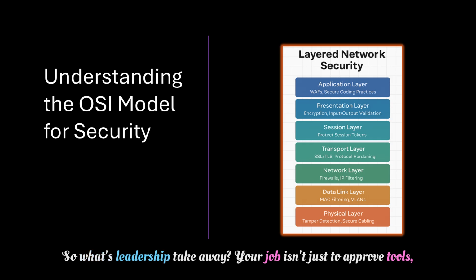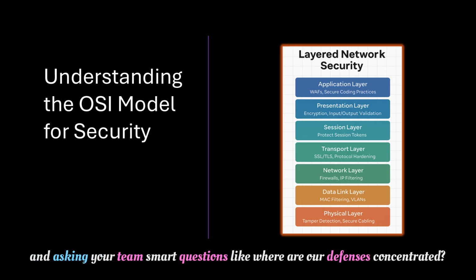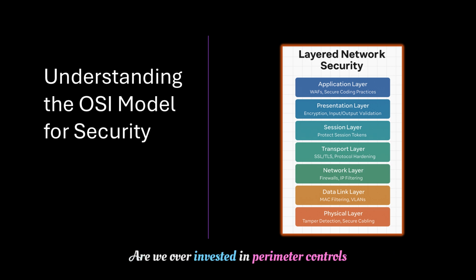So, what's the leadership takeaway? Your job isn't just to approve tools, it's to design secure architecture. That means thinking in layers and asking your team smart questions like, where are our defenses concentrated? What happens if one layer is breached? Do we have a fallback? Are we over-invested in perimeter controls, but under-invested in application or user-level defenses?